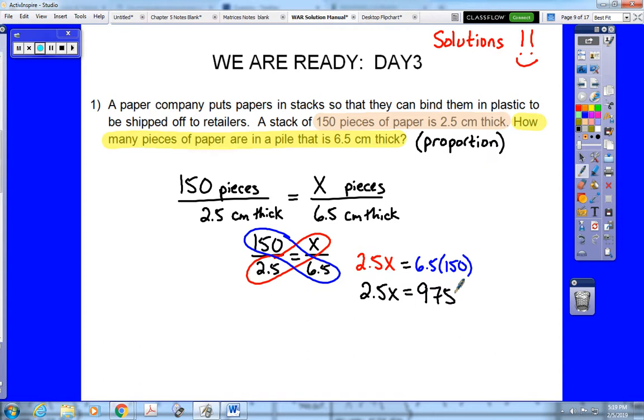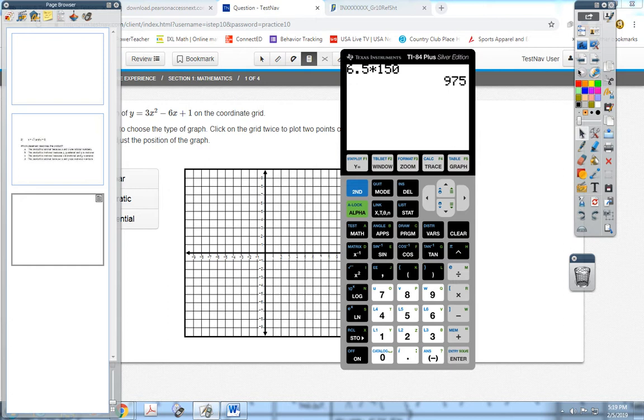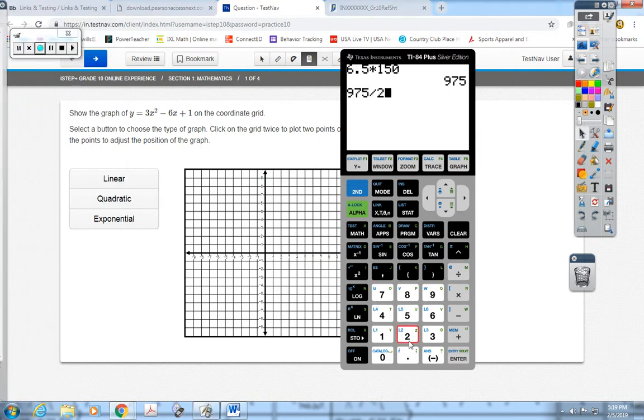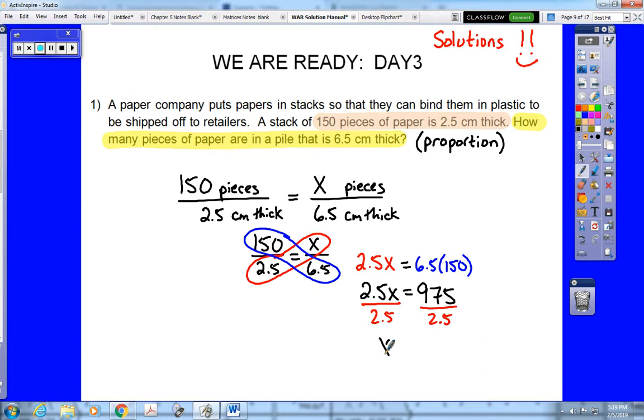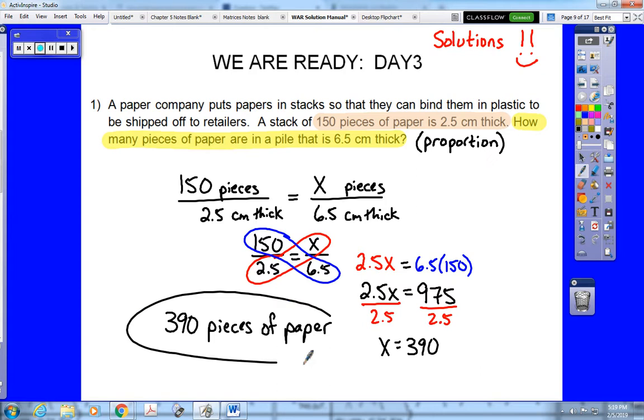equals 975. And then to solve, we would divide by 2.5. So let's go back to our calculator and divide 975 by 2.5. That's 390. So x is 390, which means our answer is 390 pieces of paper. On to the next problem.